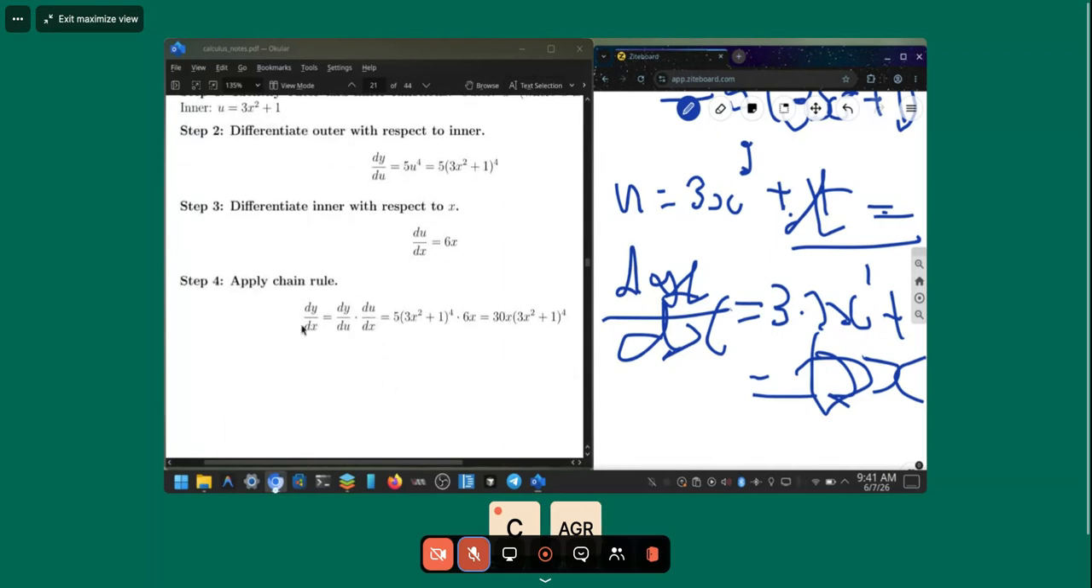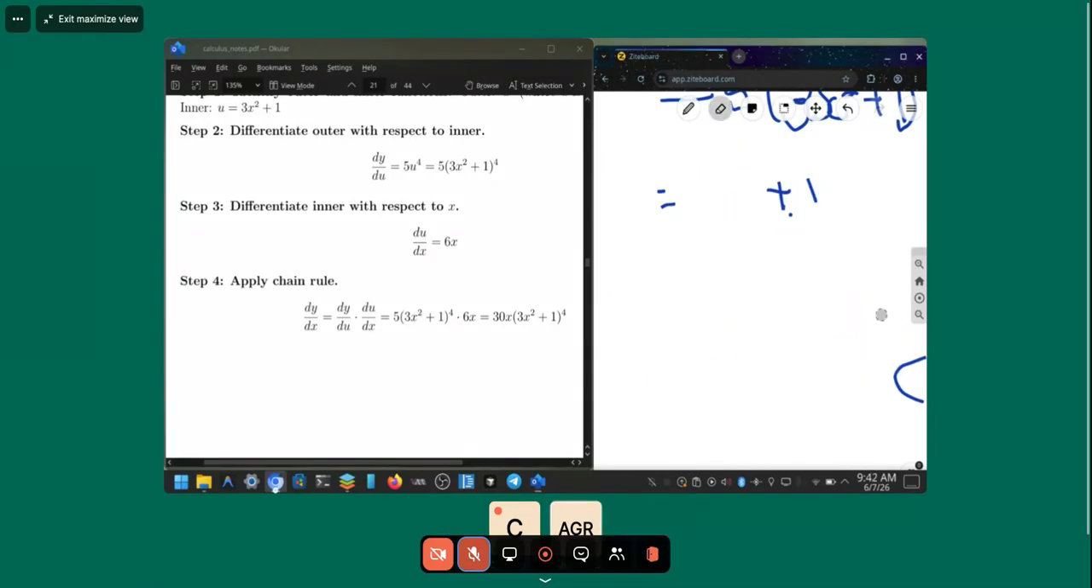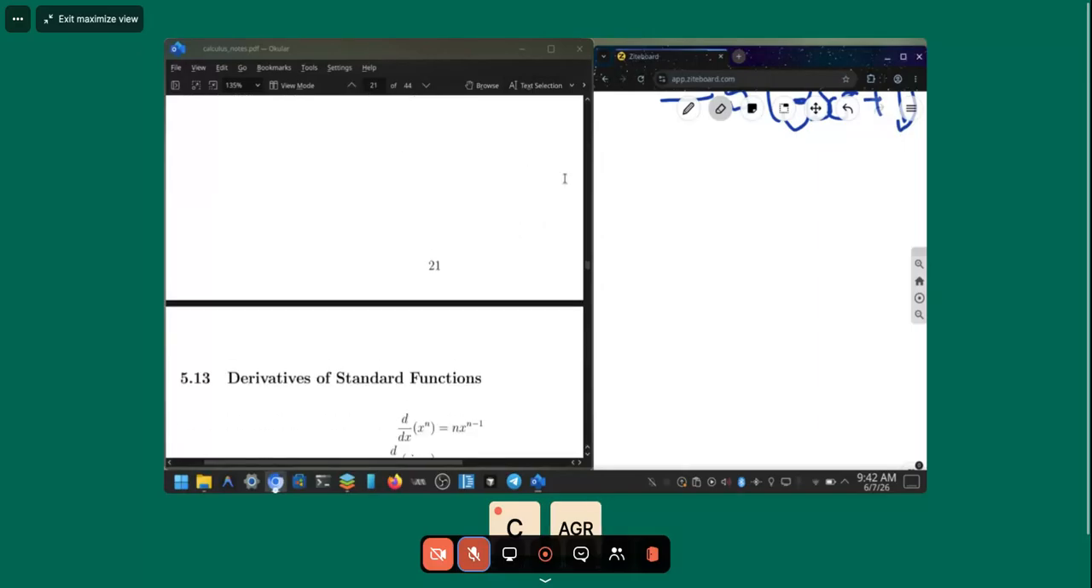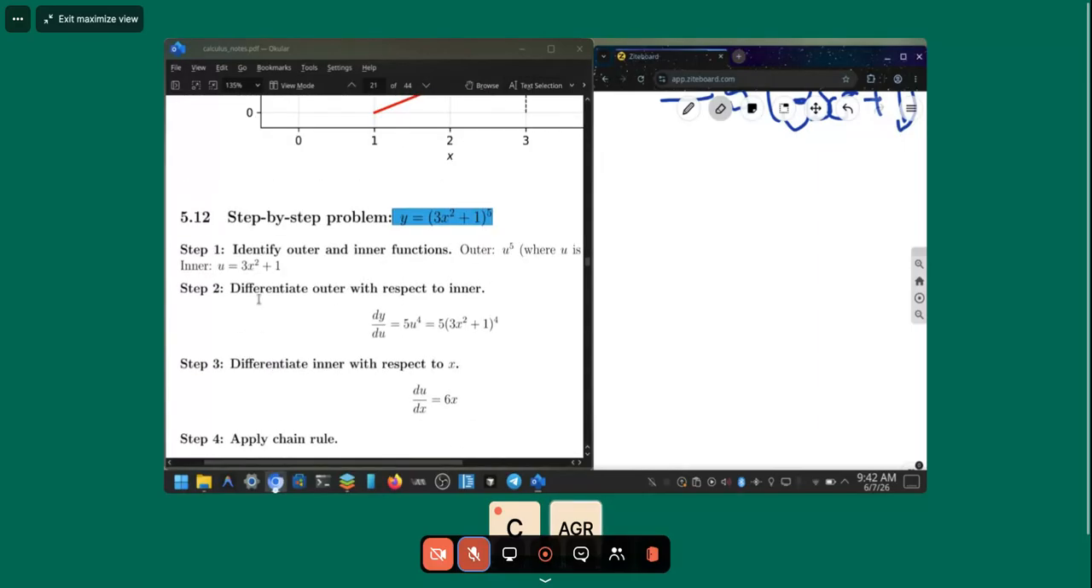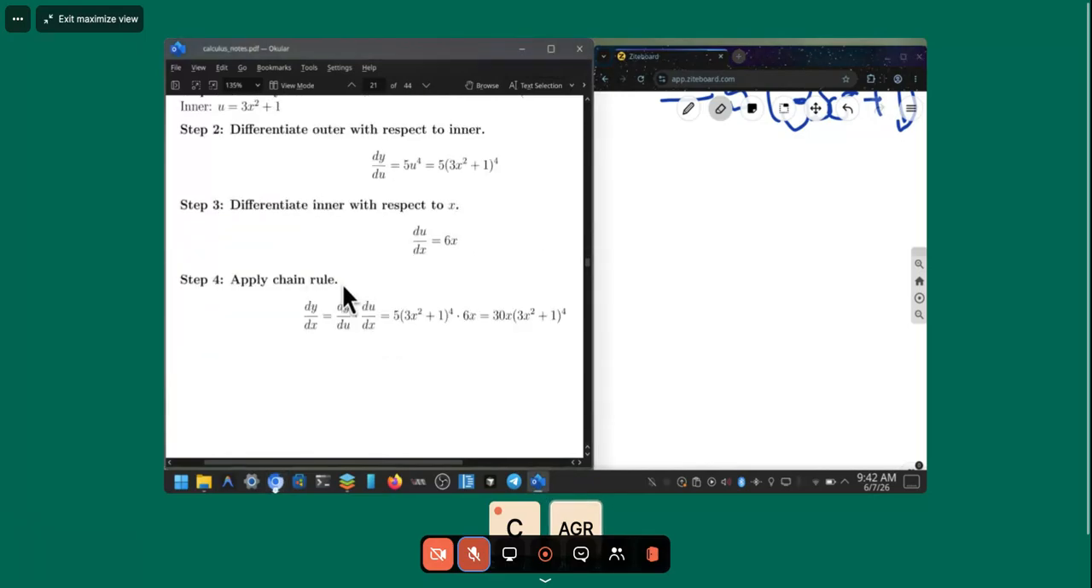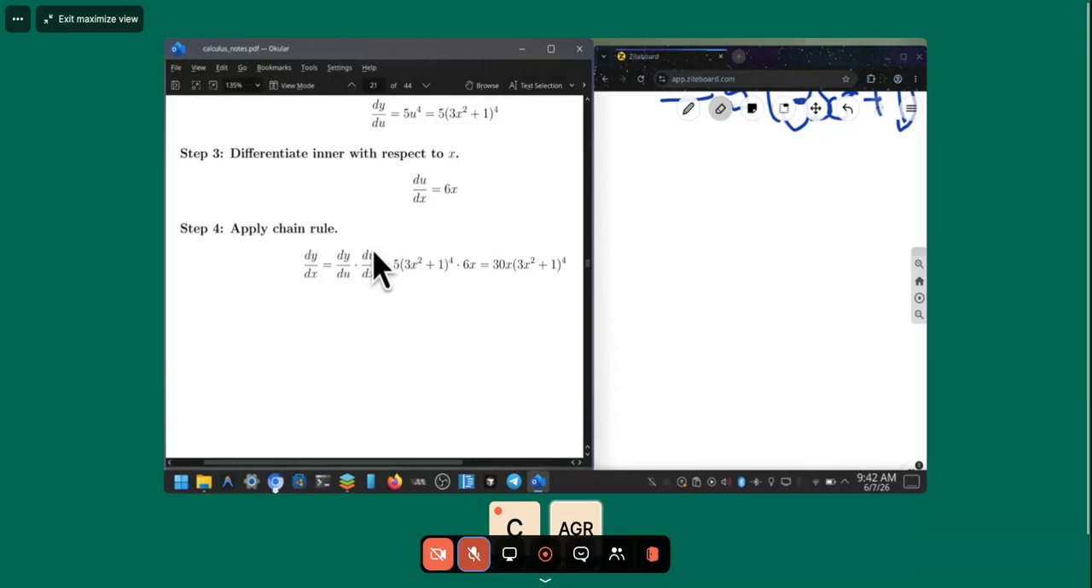Apply the chain rule: dy/dx equals dy/du into du/dx. You'll get 5 into (3x square plus 1) to the power of 4, times du/dx, which is 6x. That is 30x (3x square plus 1) to the power of 4. From that we get the change we experience in this function. Any doubts?